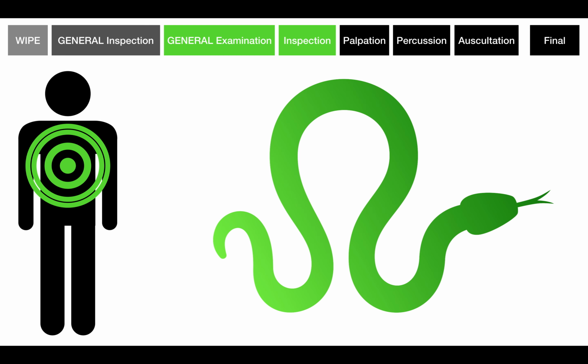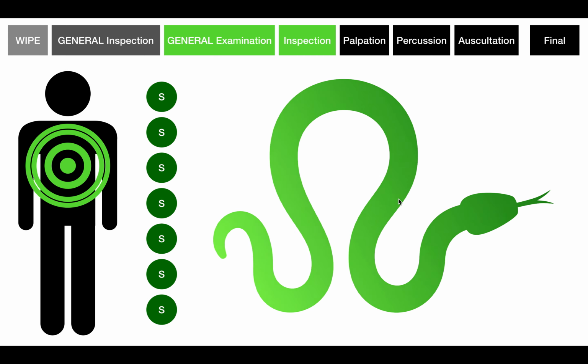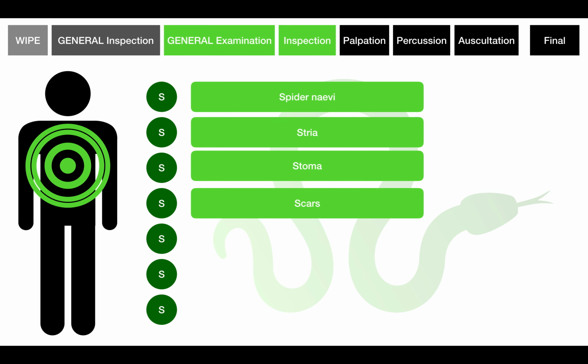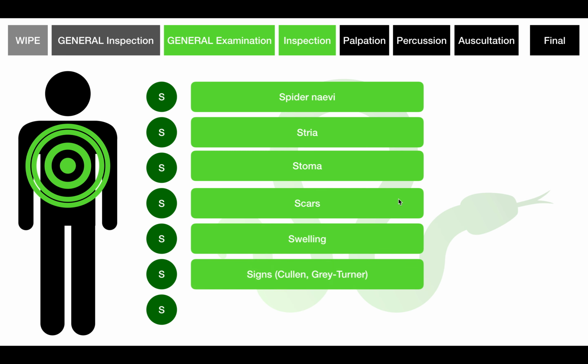So now we're looking at an inspection of the chest itself, and you can remember this with a snake hissing, because it's seven S's, basically. So you can't go wrong if you're thinking about those things. So we've got spider nevi, striae, stoma, scars, swelling, two signs, and spironolactone or steroid-induced gynecomastia.